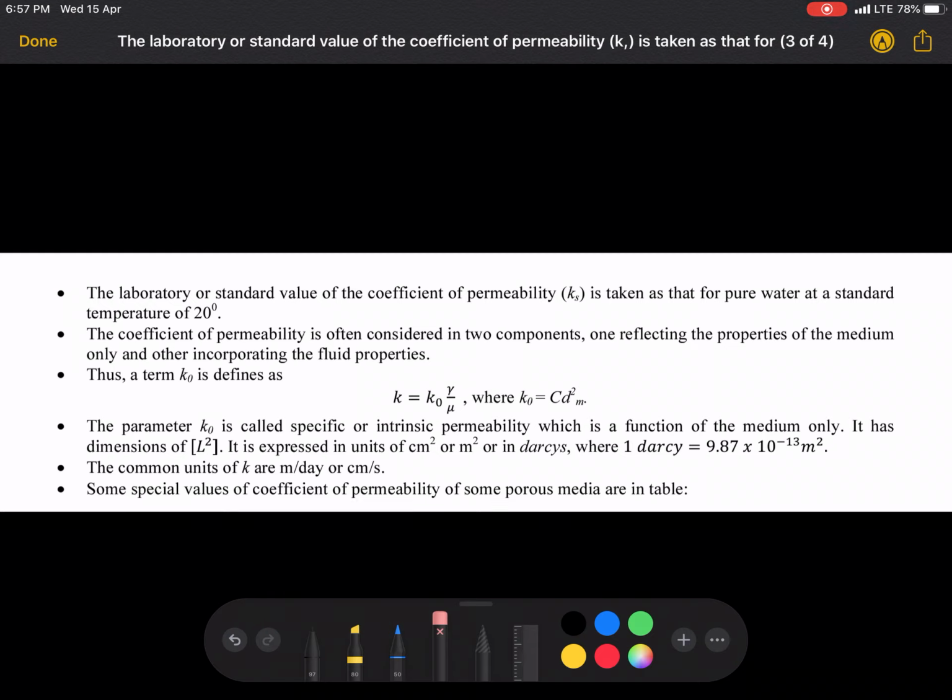So in honor of Darcy, what we have done, we have named this unit 1 Darcy, like this centimeter square was there. So 1 Darcy is equal to 9.87 multiplied by 10 raised to power minus 13 meters square.